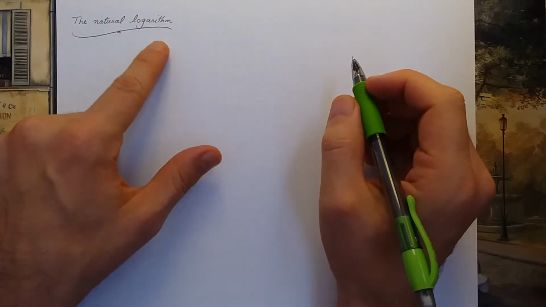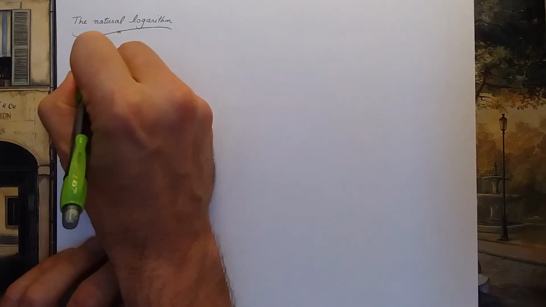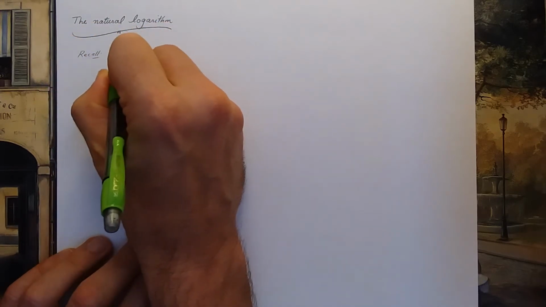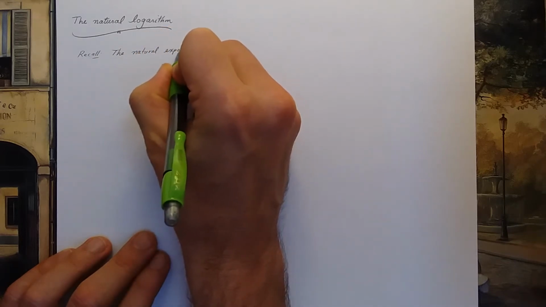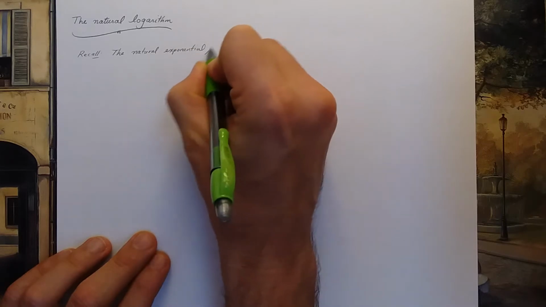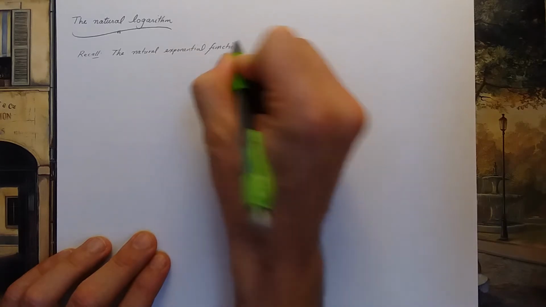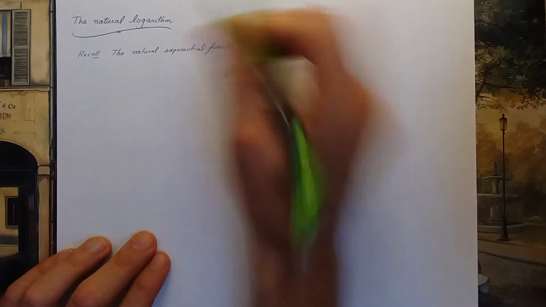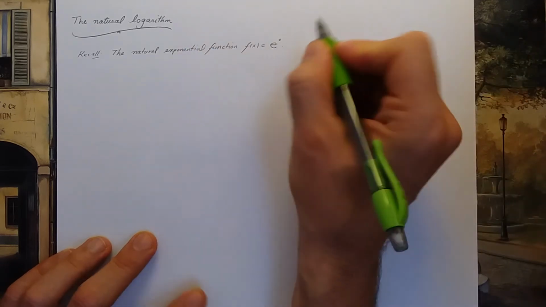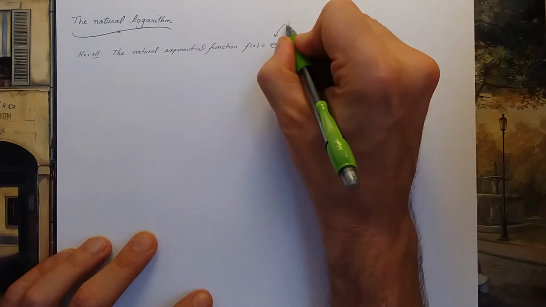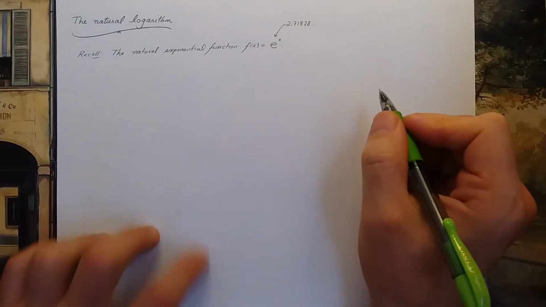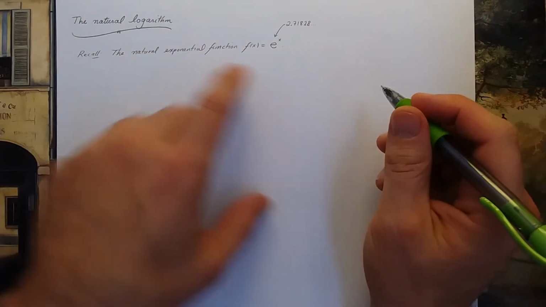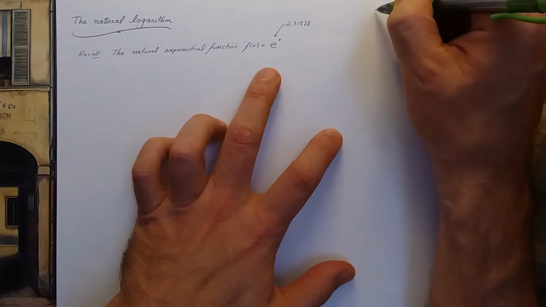Let's introduce the natural logarithm. It's based on the natural exponential function. So recall, the natural exponential function is the function f of x equaling e to the x power, where e is the magic number that begins with 2.71828 and so on. The graph of the natural exponential function grows exceedingly rapidly.